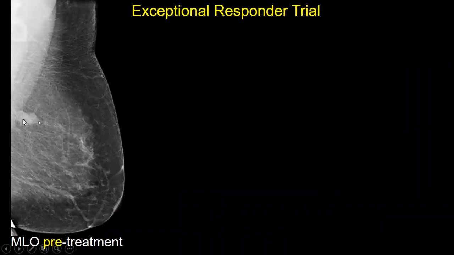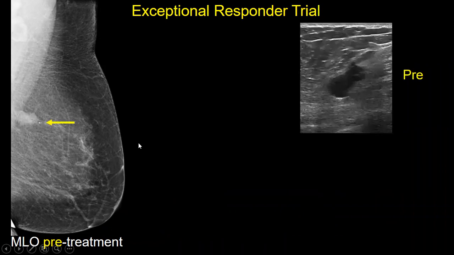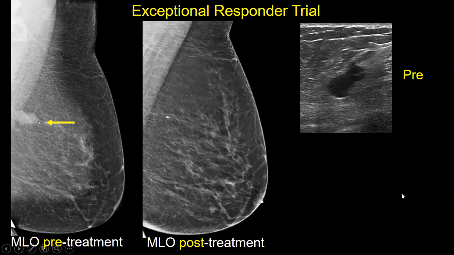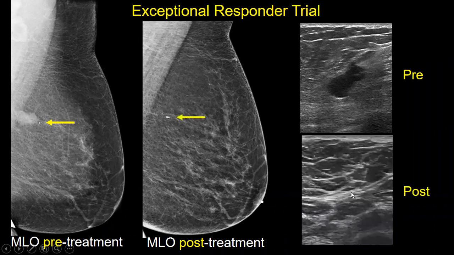This is a patient with a cancer that is a mass here in the posterior aspect on this MLO mammogram. This is the biopsy clip. And here is the ultrasound showing you that cancer before administration of neoadjuvant therapy. This is afterwards. Good response. I don't really see the mass anymore. This is the biopsy clip. And ultrasound also, hardly any finding.